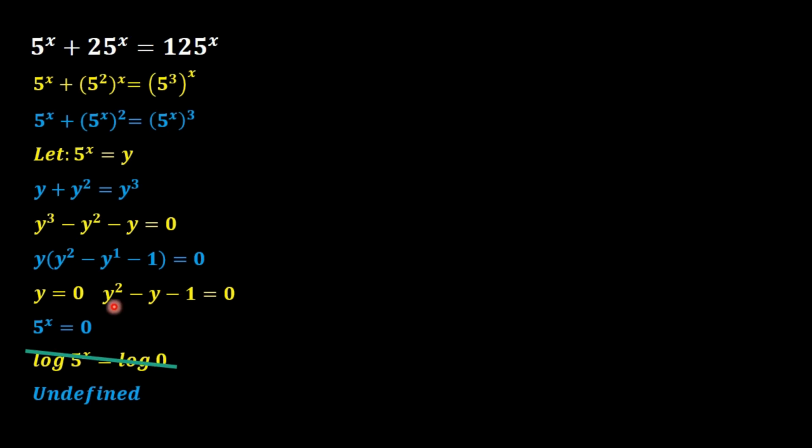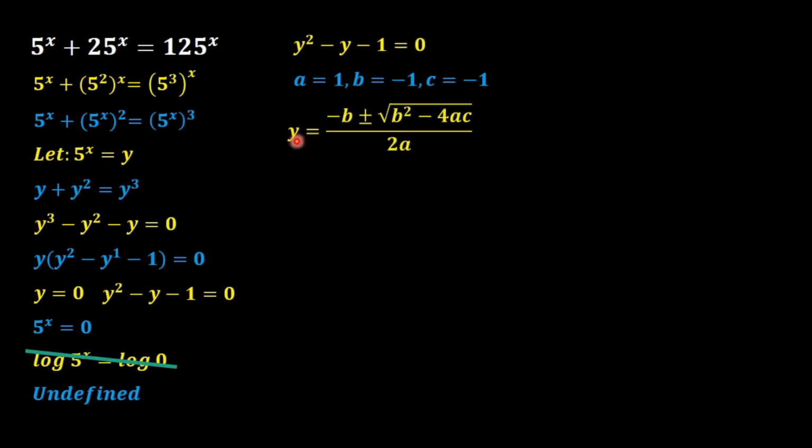Now we should move to the next equation, which is y squared minus y minus 1 equal to 0, and we can see that this is a quadratic equation and it is not factorizable. So we should solve this equation by the quadratic formula. We should compare this equation with the quadratic formula. As a result, we should get a equals 1, b equals minus 1, and c equals minus 1. And as we know the quadratic formula is y equals minus b plus minus the square root of b squared minus 4ac, over 2a, and we should replace a, b and c with 1, minus 1 and minus 1.